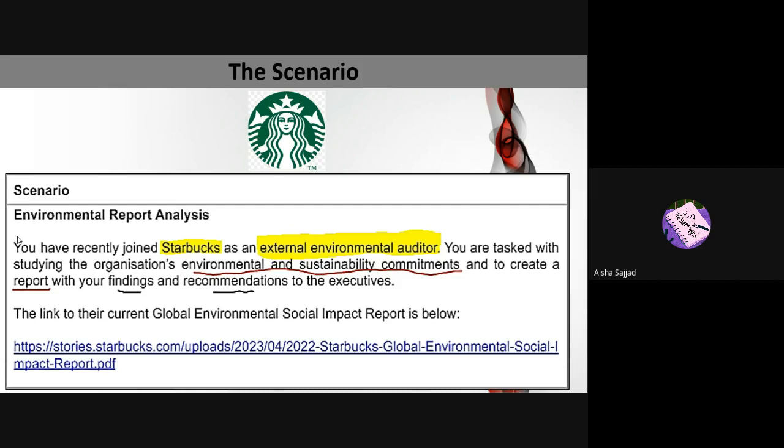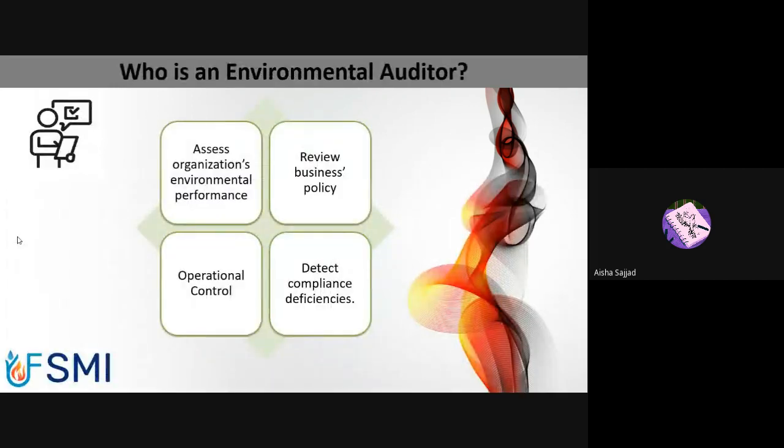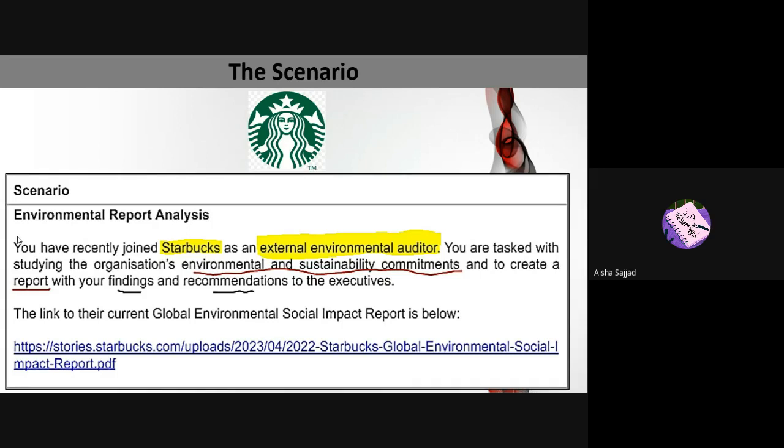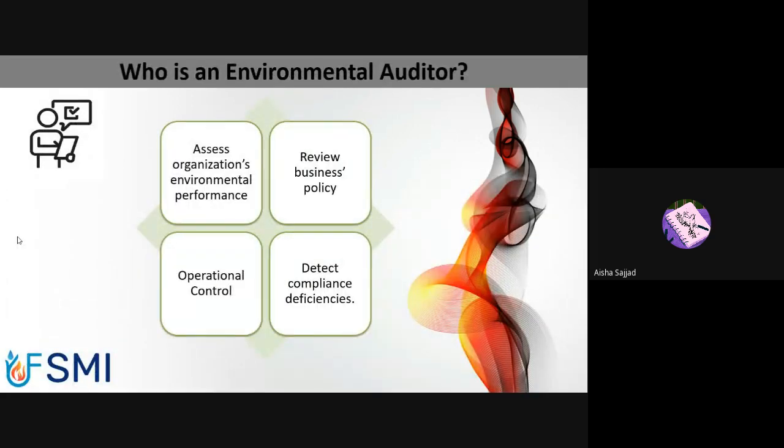Okay, so Starbucks has hired you as an external environmental auditor. But what is an external environmental auditor? Okay, so firstly, let me tell you all that environmental auditors can be internal, but they can also be external. However, in most of the cases, they are external.